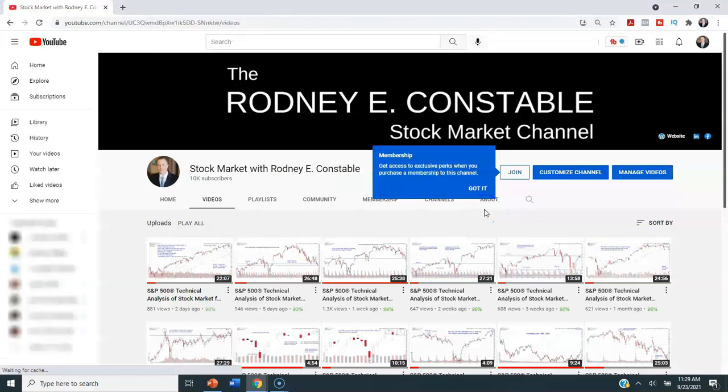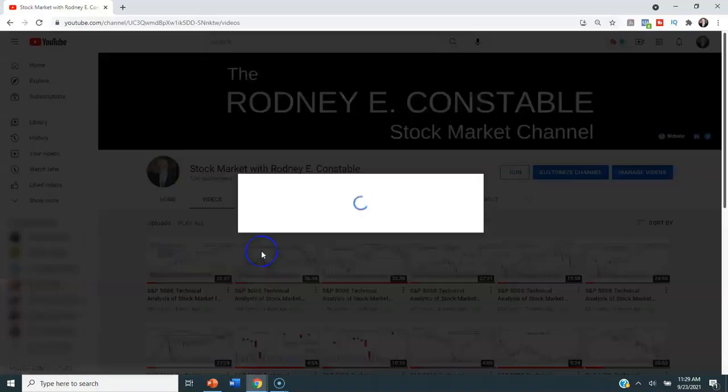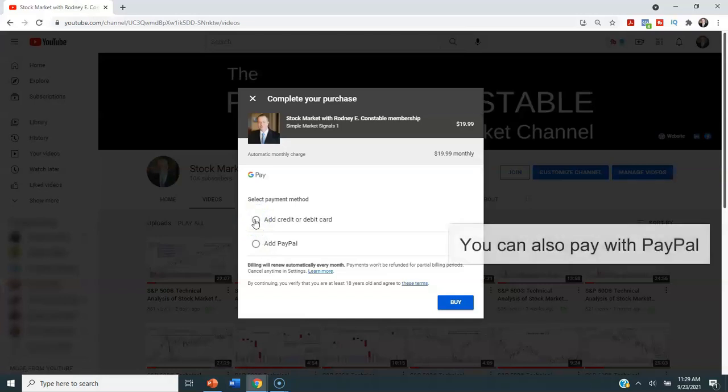All right, and then once you're signed in, you'll see this box pop up. Get access to exclusive perks when you become a member. So you click on the join button and you will see the information here, what you're going to get with your subscription, your membership. And then you click on the join button and you want to add your credit card information.